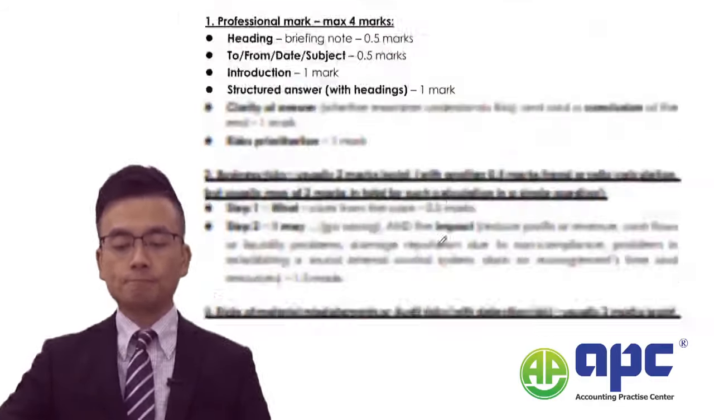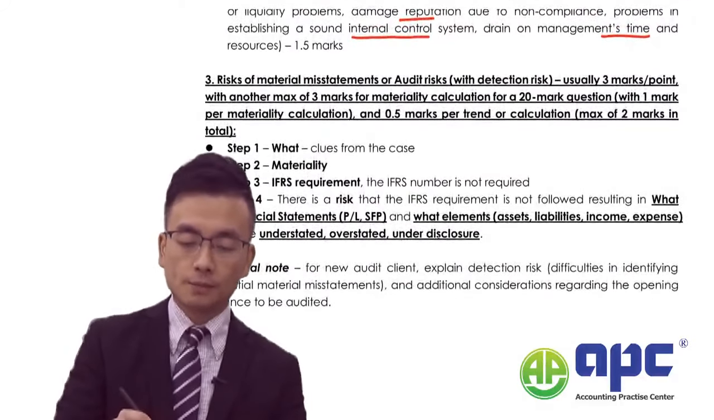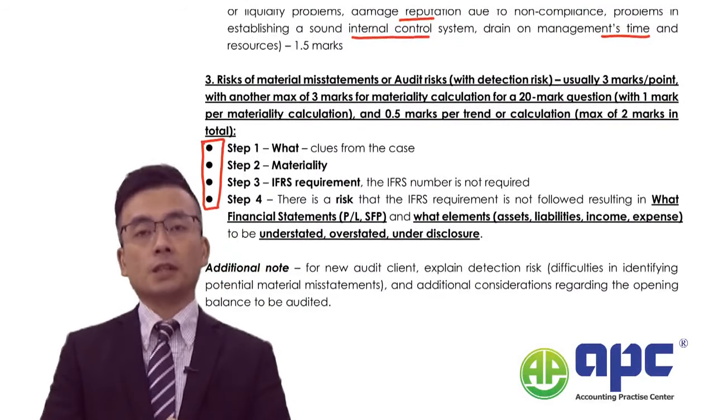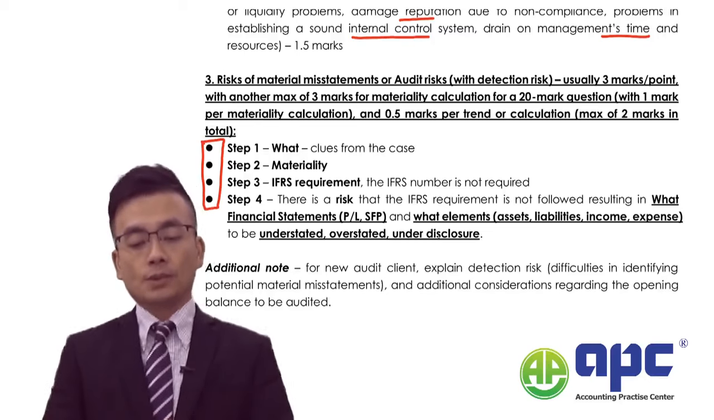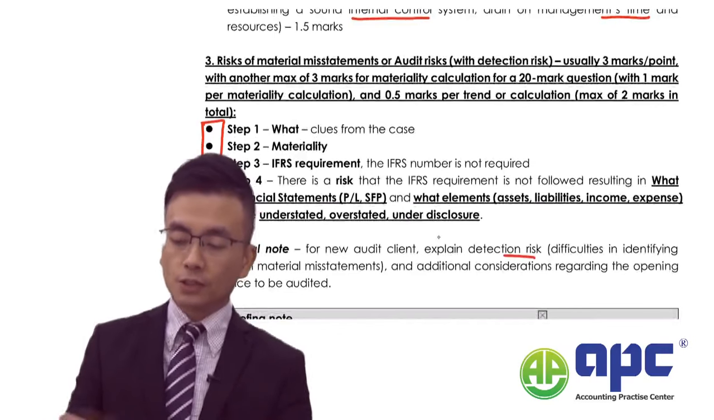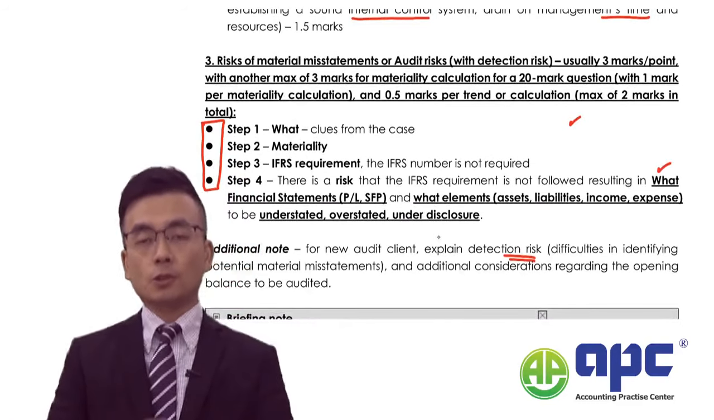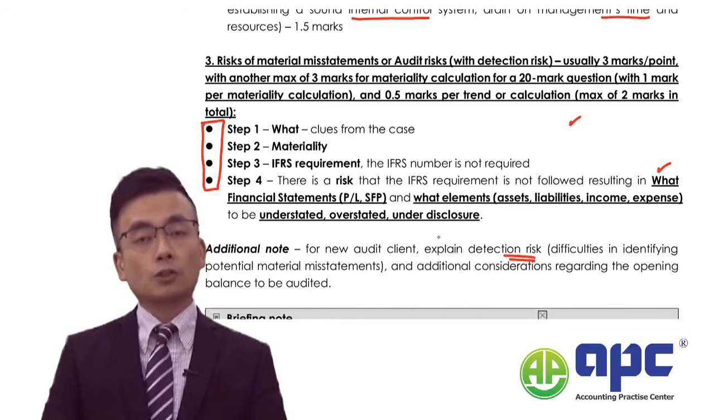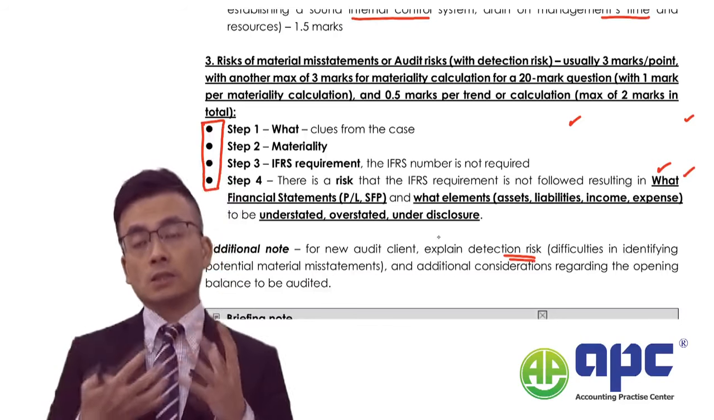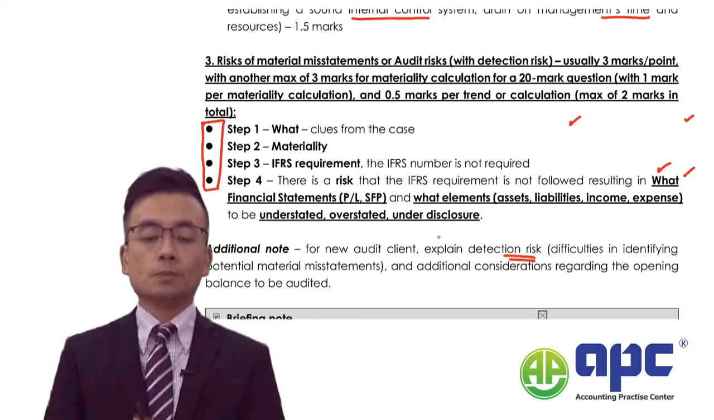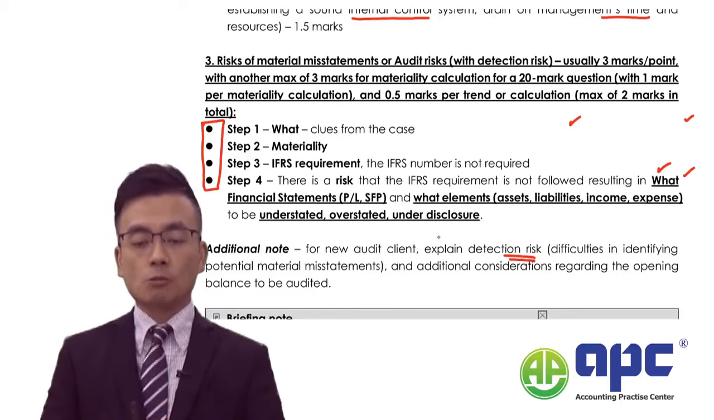So for example, for audit risk or risk of material misstatements, I will use the 4 steps approach for the majority of the case information. And of course, for detection risk, we can't use the 4 steps. But for the new clients, for the detection risk, we simply use, for example, what, and there's a risk as step number 4, 2 steps for the detection risk. And also for control risk, on the other hand, we also use step 1 and step 4. For example, the finance director has left the business and so on, we say what as step 1 and step 4, and that will be a risk that the accounts may go wrong.